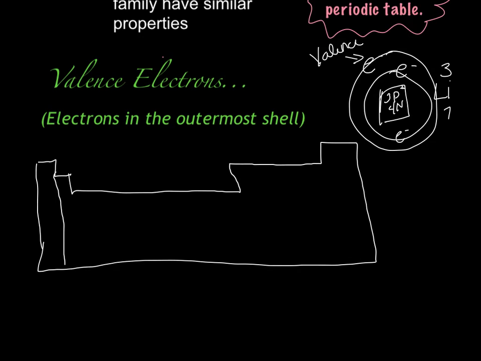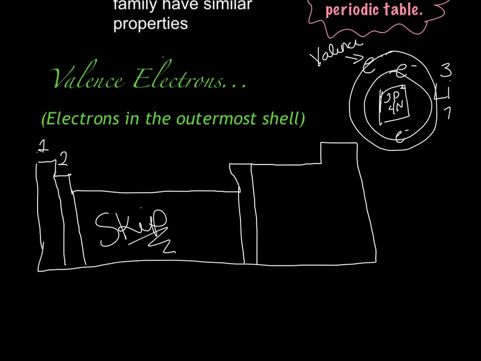And the first column is going to have 1 valence electron. That's why hydrogen is in this column. The second column is going to have 2 valence electrons. We are going to skip the transition metals. You'll figure those out in chemistry.